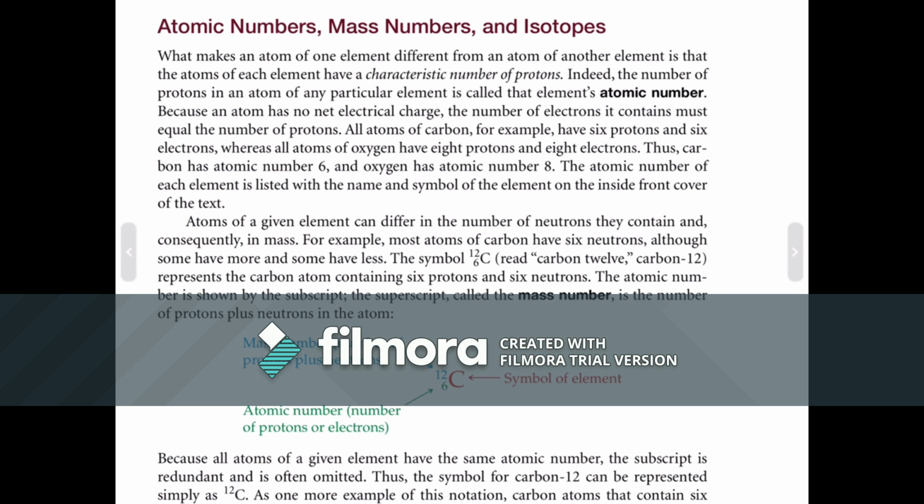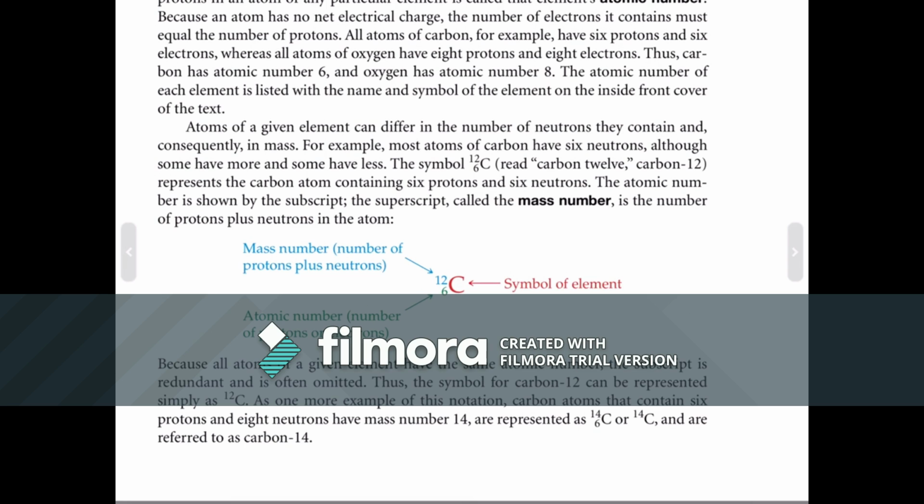C is the symbol of the element carbon. 6 is the atomic number, which is the number of protons or electrons. And 12 is the mass number, or the number of protons plus neutrons. Because all the atoms of a given element have the same atomic number, the subscript is redundant and is often omitted. Thus, the symbol for carbon-12 can be represented simply as C-12. As one more example of this notation, carbon atoms that contain 6 protons and 8 neutrons have mass number 14, and are represented as carbon-14.